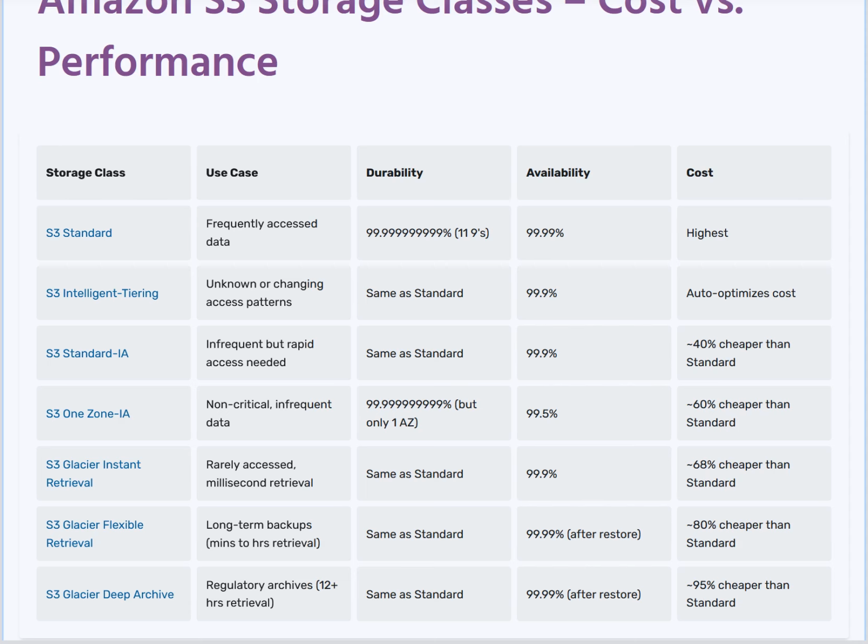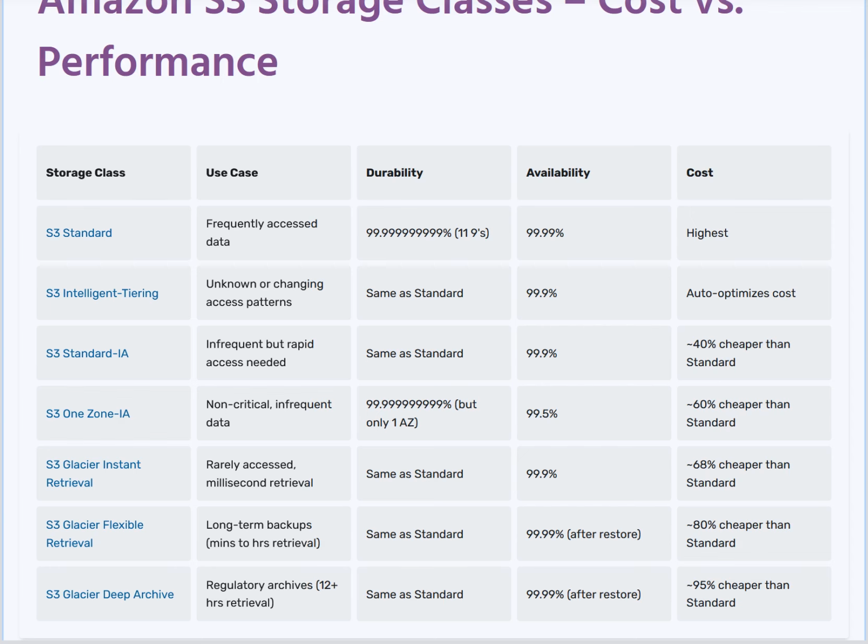And then you have something called S3 Intelligent-Tiering. Intelligent-Tiering you can use for unknown or changing access patterns. The durability is the same as Standard, 11 nines. Availability is 99.9, one nine less. It auto-optimizes the cost, because that depends on how you access the data.